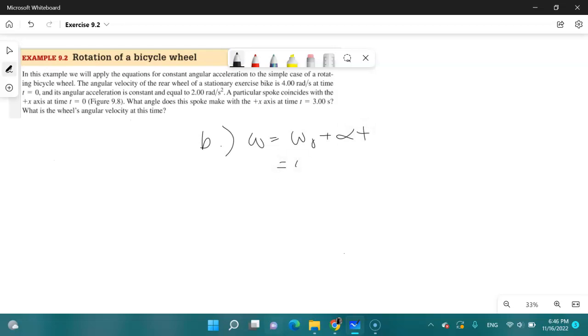So again, if we just plug these values in, it's 4 for the angular velocity plus the average of 2 for the acceleration times 3. And that would leave us with 10 radians per second for the wheel's angular velocity.